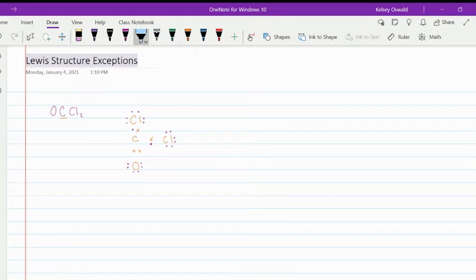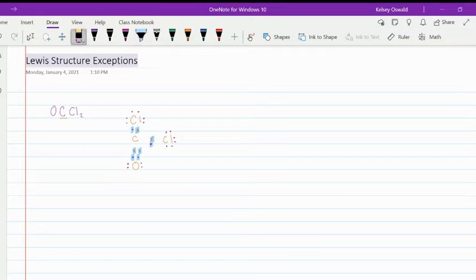Now if we look at carbon, it has 1, 2, 3, 4, 5, 6 valence electrons. It still needs 2 more. So it's going to look to oxygen, who it shared electrons with, to share 2 of its electrons with the carbon. Now carbon has 1, 2, 3, 4, 5, 6, 7, 8 valence electrons. So everybody ends up with 8.